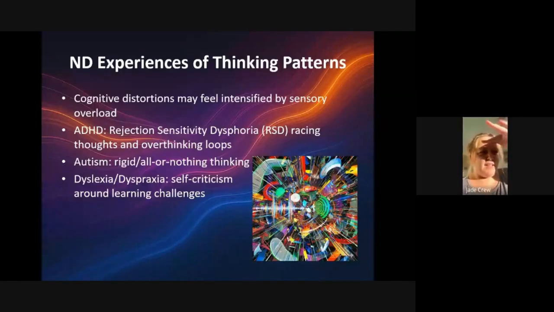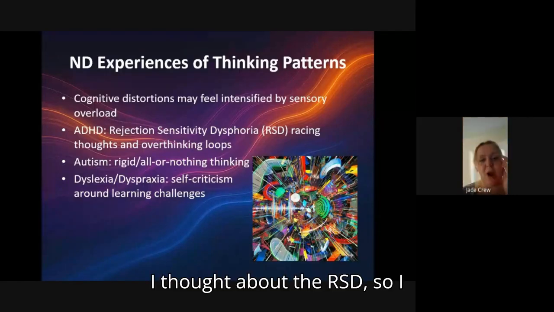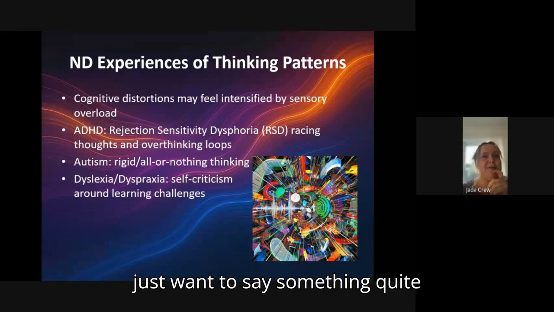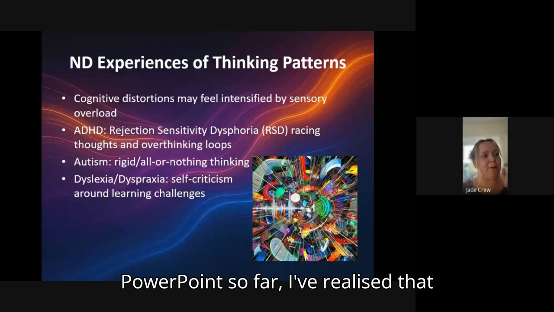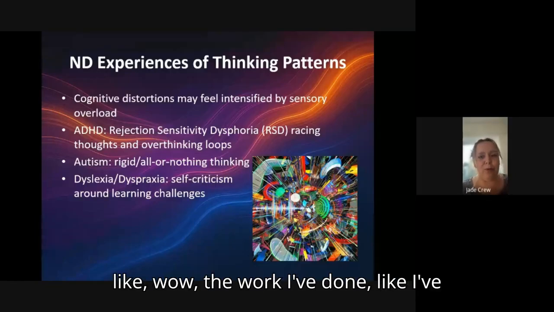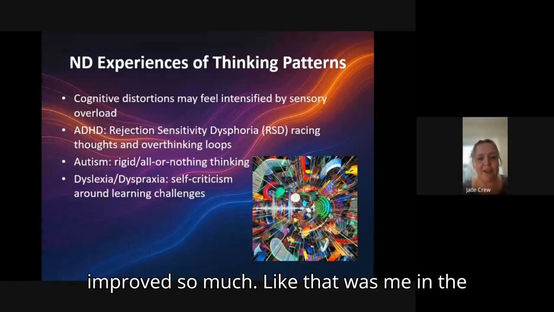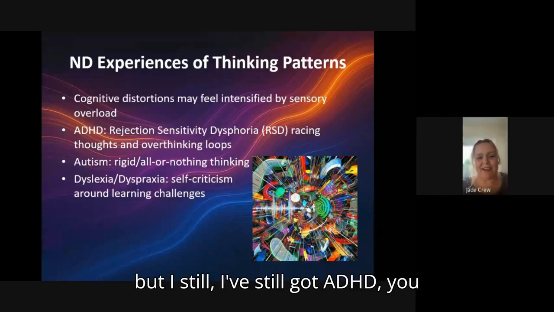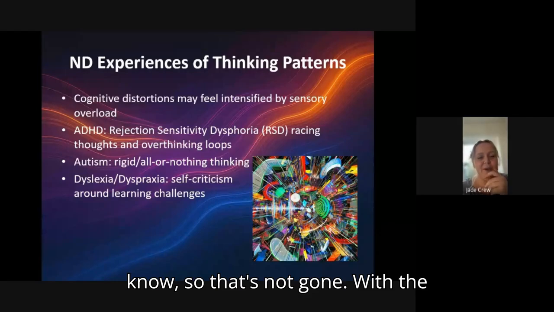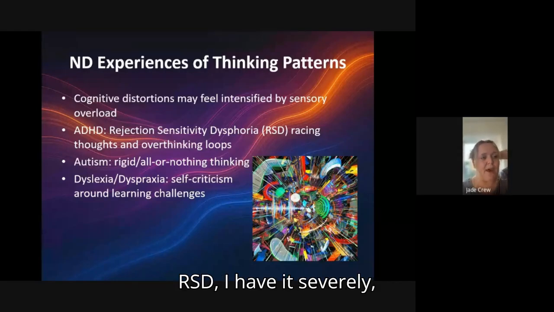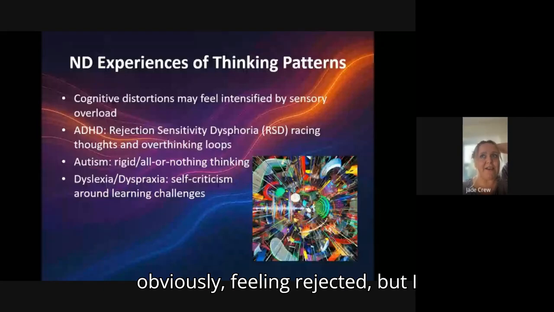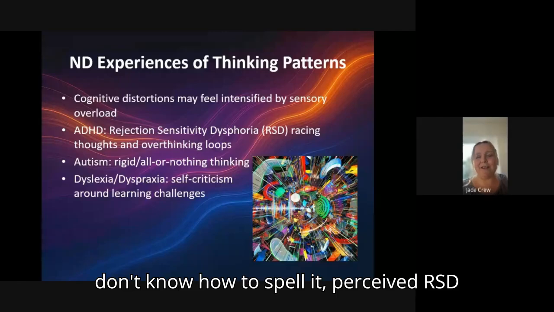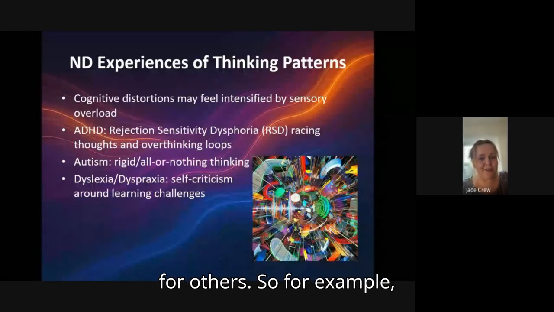So I thought about the RSD, which I suffer with chronically. But I just want to say something quite positive. Going through the PowerPoint so far, I've realised that the work I've done has improved me so much. That was me in the past, and now I've improved so much. But I've still got ADHD, so that's not gone. With the RSD, I have it severely, feeling rejected, but I also get what I'd call perceived RSD for others.